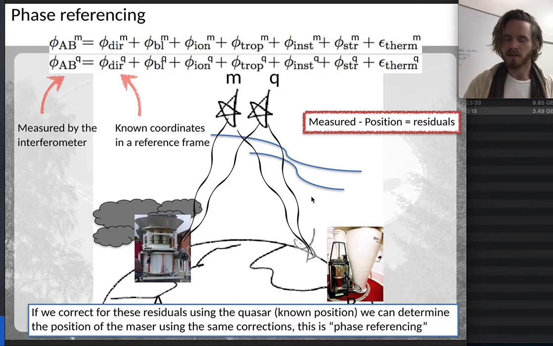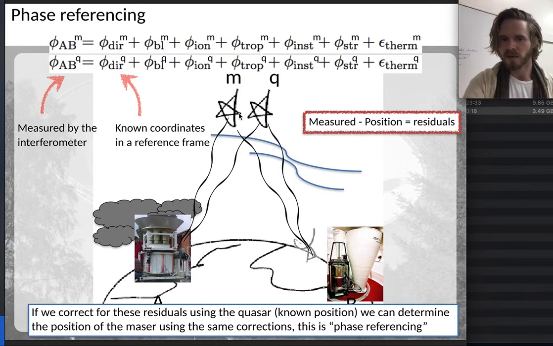So the very basic way of understanding phase referencing is you're going to measure all of these residuals, and you're going to assume that the maser has all the same residuals. So you measure the residuals for the quasar and use those calibrations to calibrate the maser. Then when you measure the time delay for the maser, you've subtracted those, and it leaves you just with the directional term, which will tell you the direction of the maser with respect to the direction of the quasar.